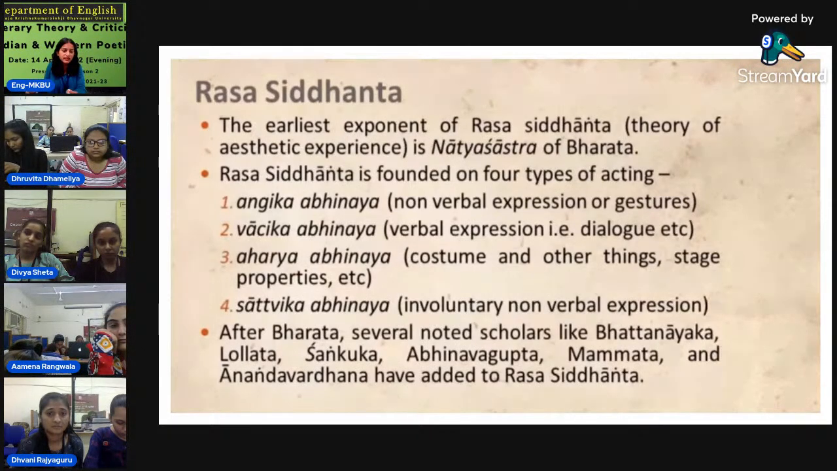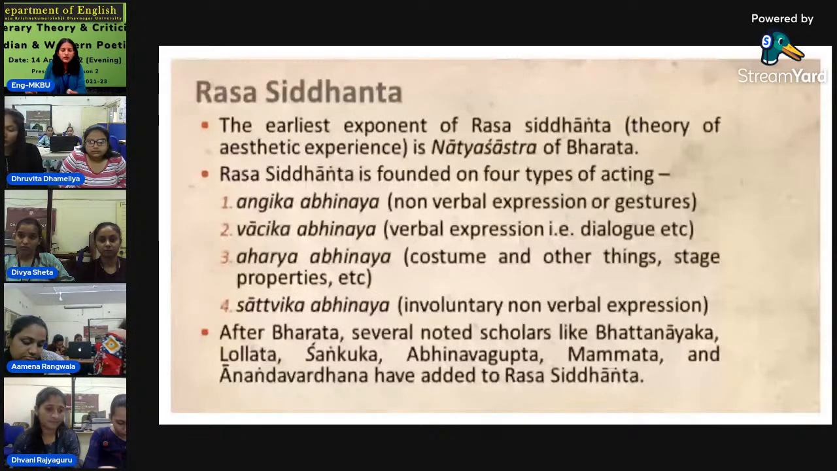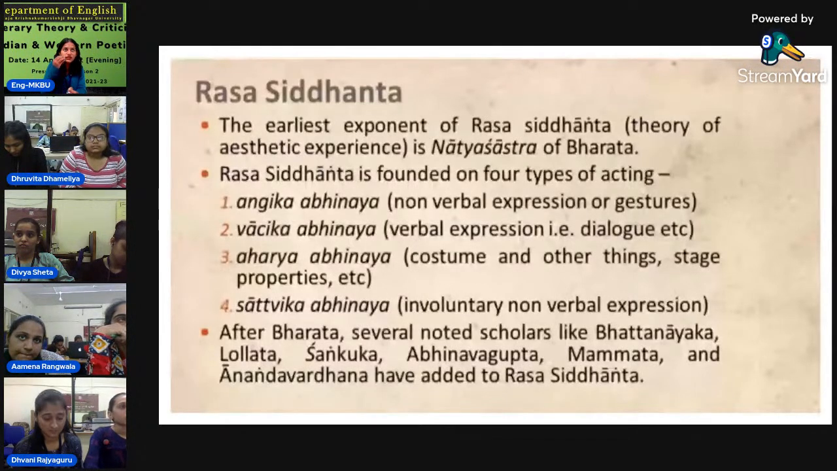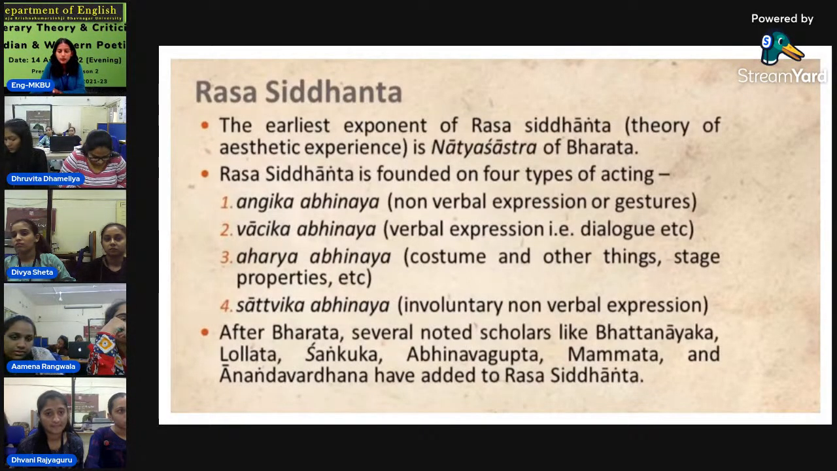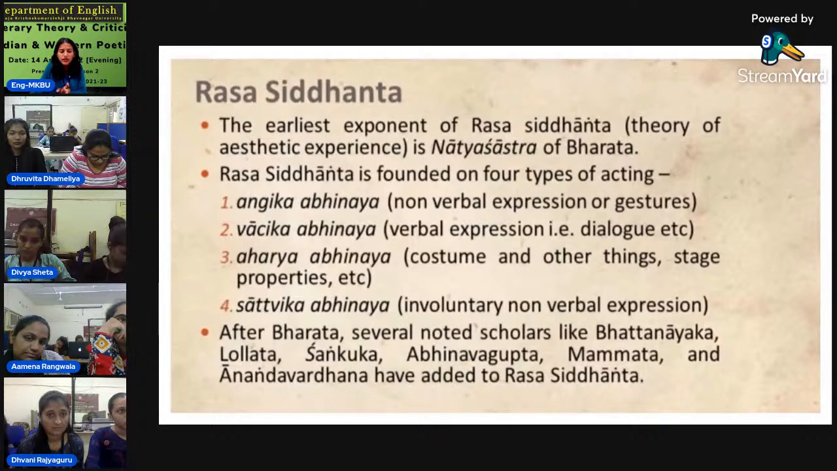The title of the book is Natya Shastra, so we can get the first thought about it, that it will contain the information or detail of Natya Shastra. But it is artistic, we can say; it covers Natya, and then literature, as well as music, as well as dancing, all the aspects contained in itself. After Bharata, several noted scholars like Bhattinayak, Lollata, Shamkuka, Abhinav Gupta, Mammat, and Anand Vardhan have added to Rasa Siddhanta.